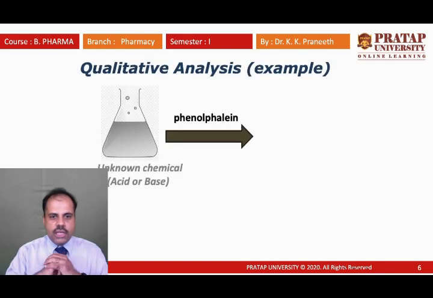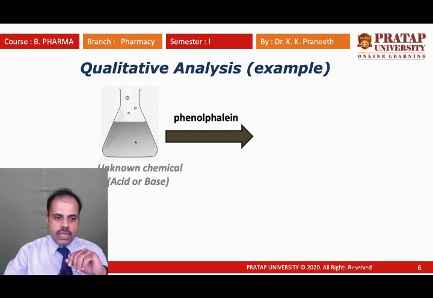So I have given an example here. On the right-hand side, there is a conical flask with something inside, but we don't know what it is. Some chemical is inside, so I have mentioned it's an unknown chemical. It can be an acid or a base, but I don't know which. So what I can do is add a reagent, an indicator, phenolphthalein.